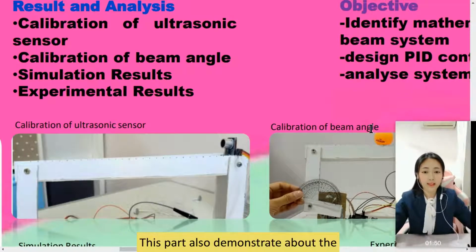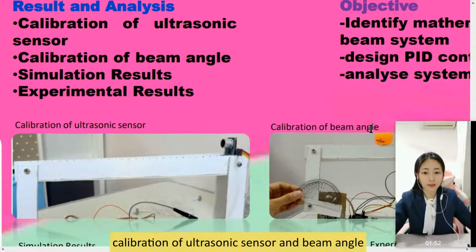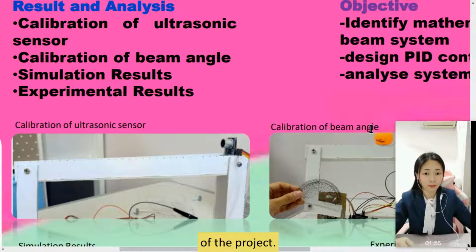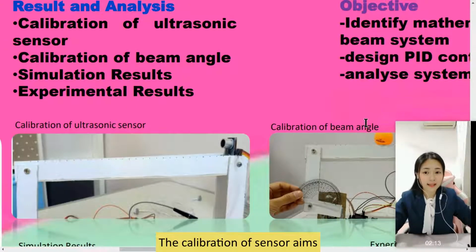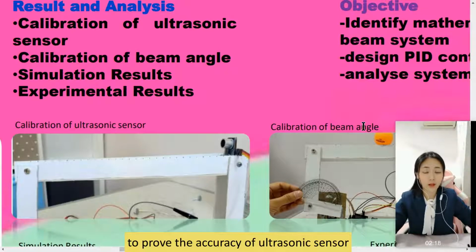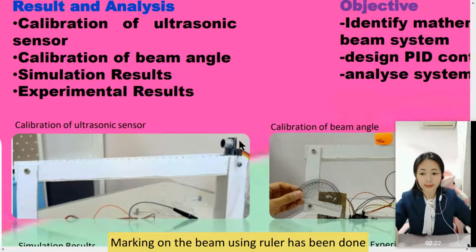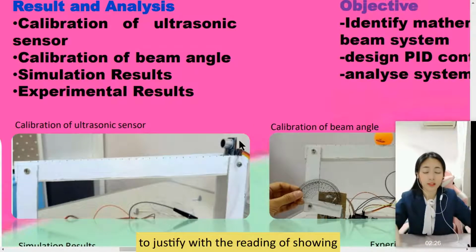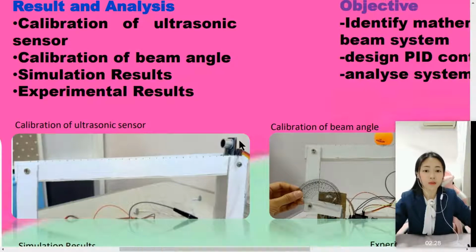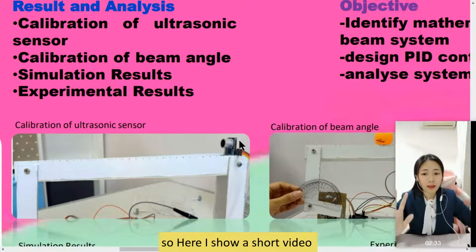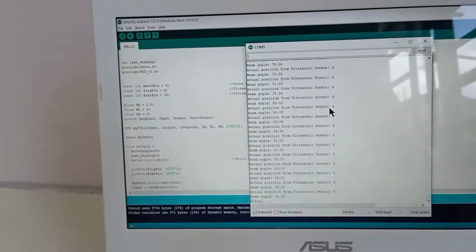This part also demonstrates the calibration of the ultrasonic sensor and the beam angle of the project. The calibration of the sensor aims to prove the accuracy of the ultrasonic sensor in reading the position of the ball. You can see that markings on the beam using a ruler have been made to verify the reading shown in the serial monitor. So here I will show a short video about the calibration.